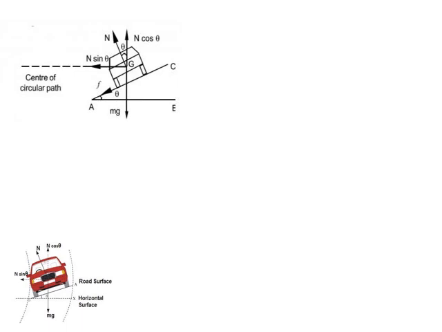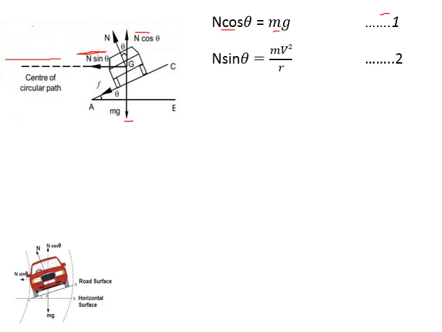Now from the diagram, what we will say here, this upward force is equal to downward force. So write down this first equation, that is nothing but n cos theta is equal to mg. Name this as 1. Next, this n sin theta is the force which is along the radius towards the center. The main point is that this n sin theta will provide the centripetal force. That's why this is our second equation: n sin theta is mv square upon r.